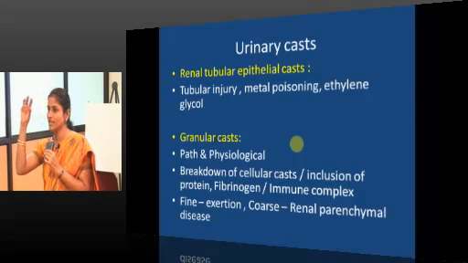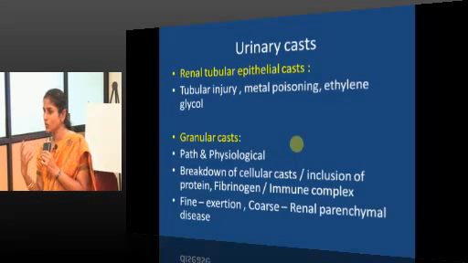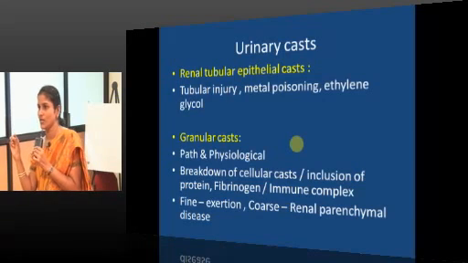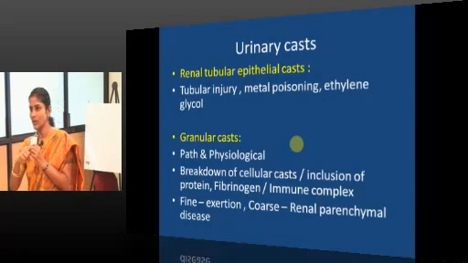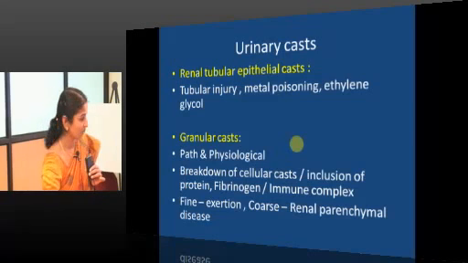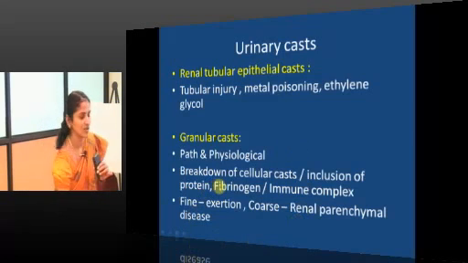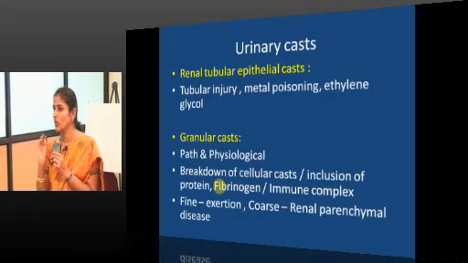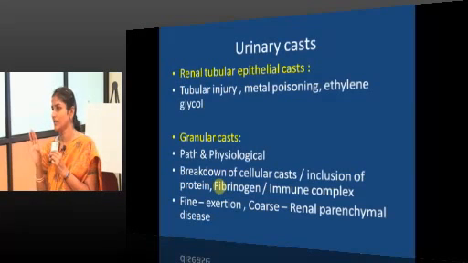Those epithelial cell casts, when they get broken down even further, you cannot find cells as such anymore. They will be broken down to granules. That is when you call it a granular cast. When you have fine granular casts, you can have them in physiological conditions. But when you find coarsely granular casts, that indicates renal parenchymal damage.